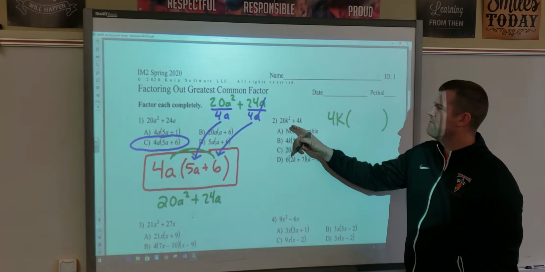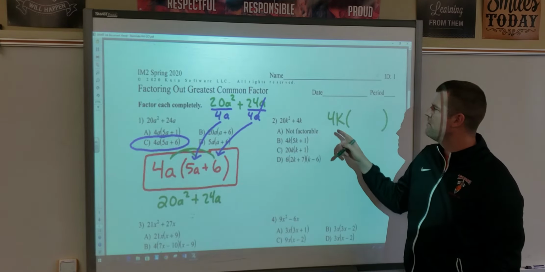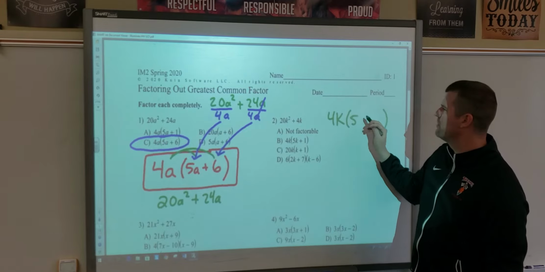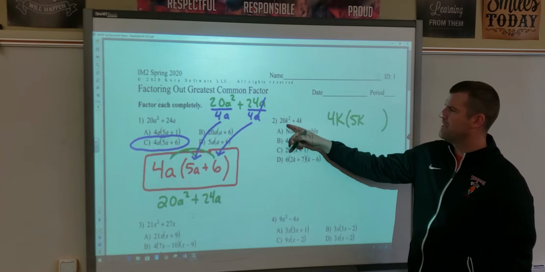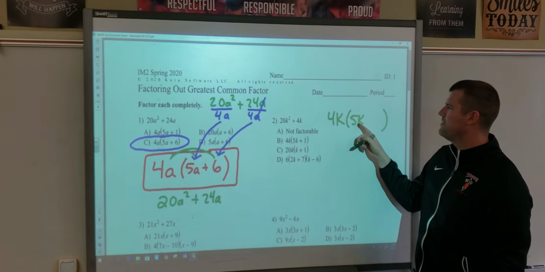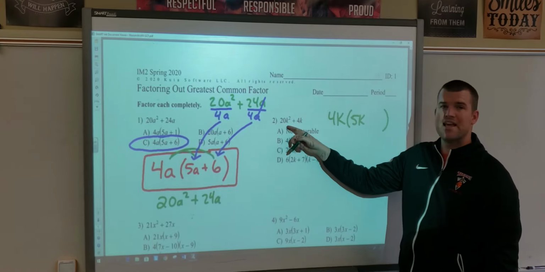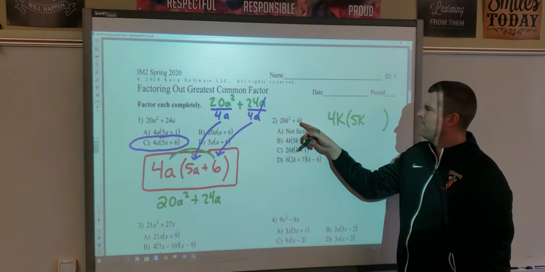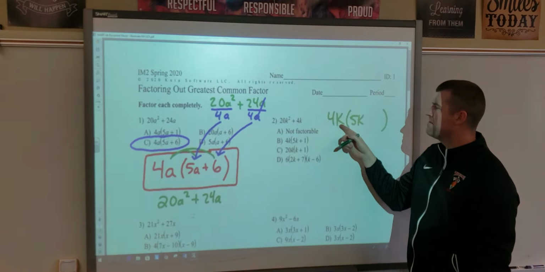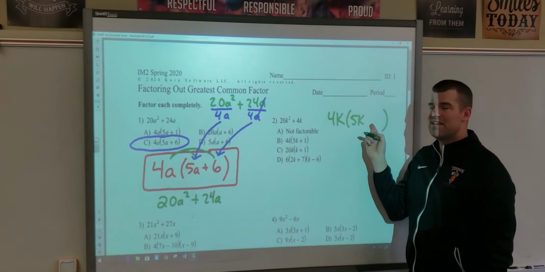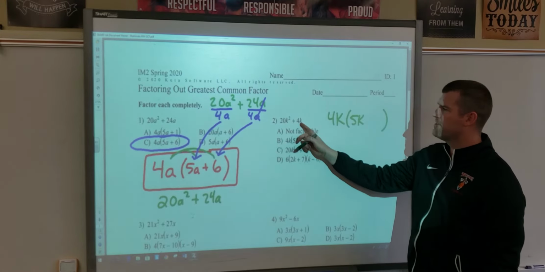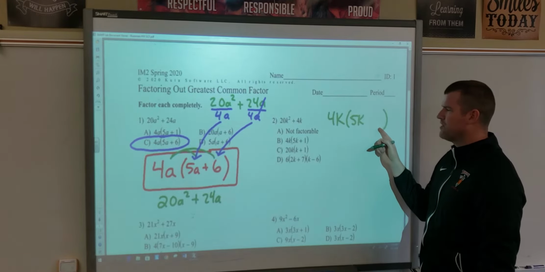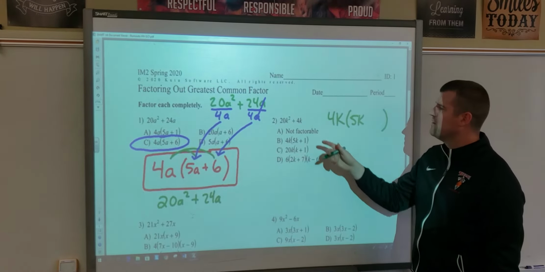4k times what will give me 20k squared? Well, I know 4 times 5 will give me the 20, and then k times k will give me the k squared. So if I multiply those together, I'm back to my 20k squared. And then 4k, I already have 4k. So some people are tempted not to put anything here. But if we started with 2 terms, we have to have 2 terms. So we still do the same thing.